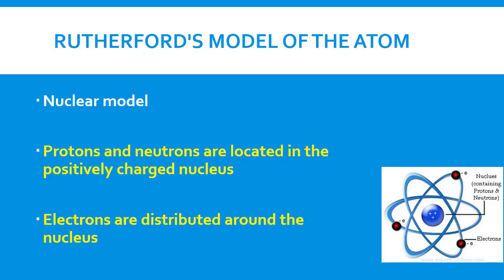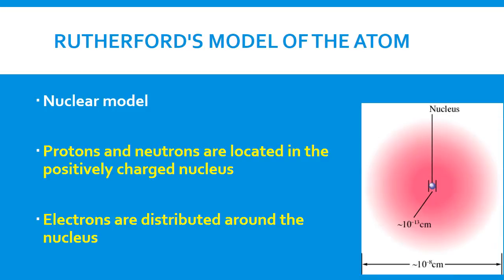Now, if the atom were the size of a football stadium, the nucleus would be about the size of a marble placed at the center. This goes to show how small the nucleus is in comparison to the size of the atom, and it demonstrates that most of the atom is empty space. If we look at the diameter of an atom, it is approximately 10 to the negative 8 centimeters, and the diameter of the nucleus is 10 to the negative 13 centimeters. So it's significantly smaller.